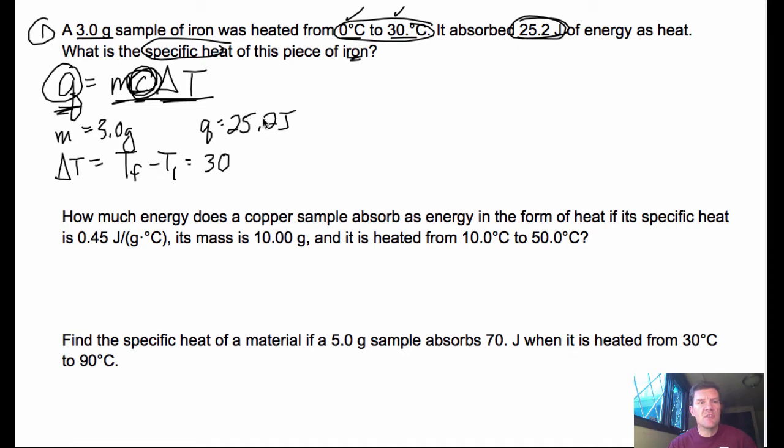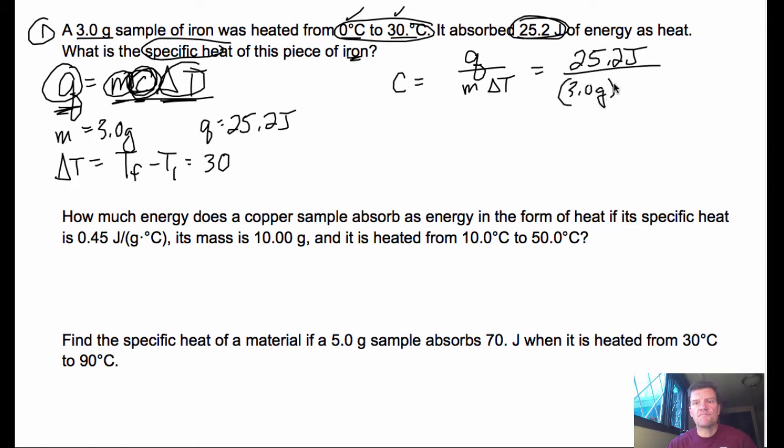So I could do several things. I could put in these numbers now and then solve for C, or I could rearrange this formula so that C is by itself, meaning I could take the heat, divide by the mass and the delta T, and now I could find my specific heat by plugging in my values. The Q is 25.2. And I'm going to make sure I have my units here. Mass is 3.0 grams. And the delta T I found here is 30, and that is in Celsius.